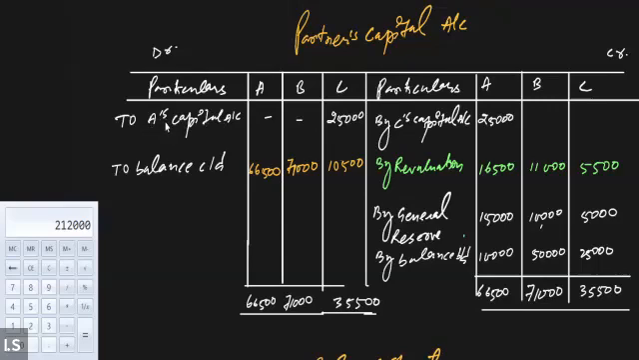On that particular column, we'll write down A's capital account. This means that C will be sacrificing. C's account will be debited. C will be contributing or giving 25,000 to A. So on the debit side of the partner's capital account, we'll write down the name of A, and the amount will be written in the column of C. Got it? Is this clear?